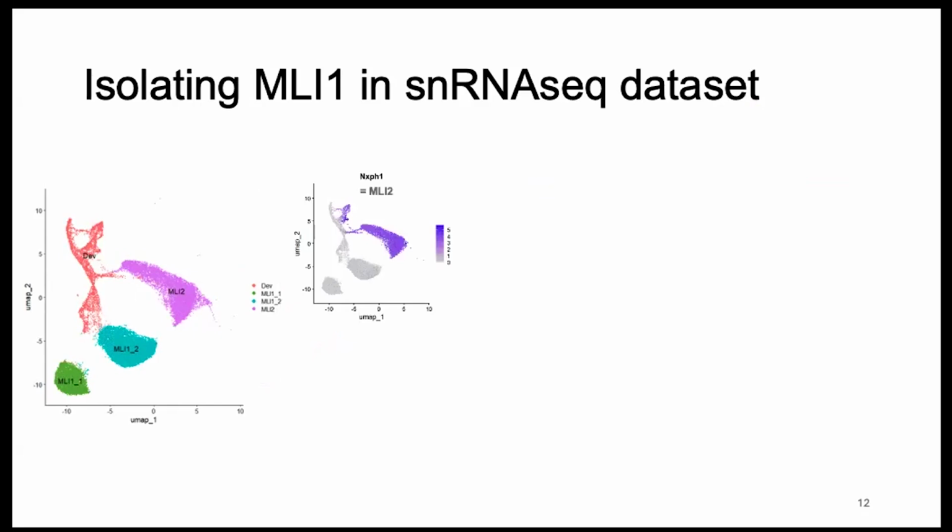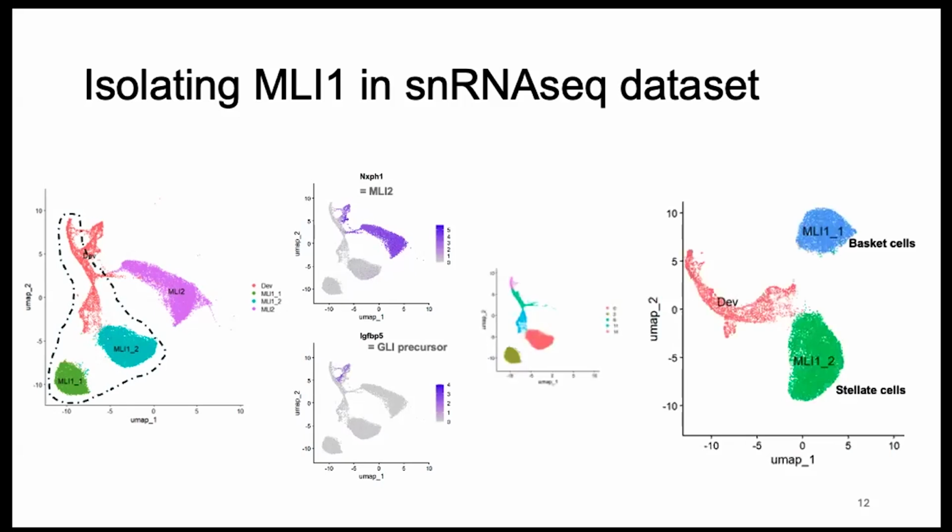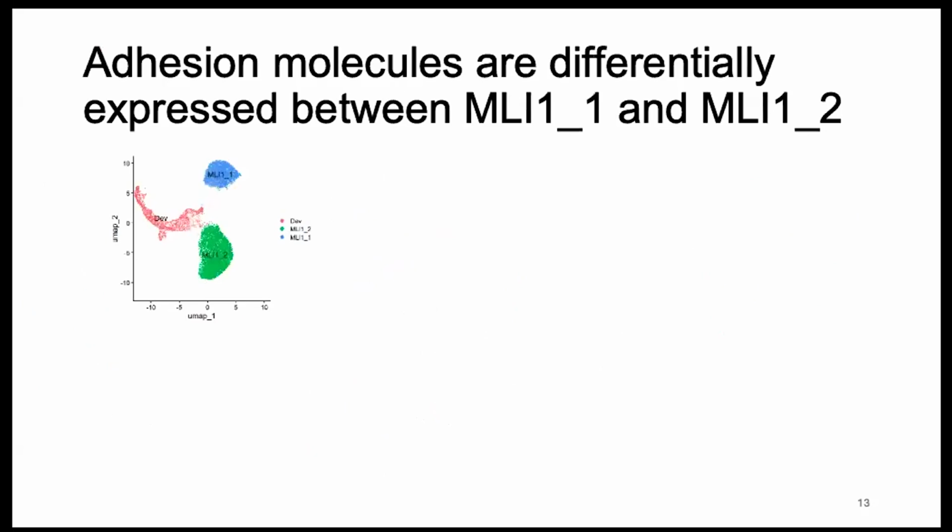So the first thing I did was identify MLI1 from development all the way to adulthood. Also I should note that this part of the developmental cluster is positive for IGFBP5, which is actually a Golgi cell precursor. So we'll remove both this and that, focusing just on this section of development and then MLI1.1 and 1.2. I subsetted the dataset and mapped it, and you can see that we have what can be a trajectory from development to basket cells and then to stellate cells, where the basket cells express GRIM8 and stellate cells express CACNA1E.